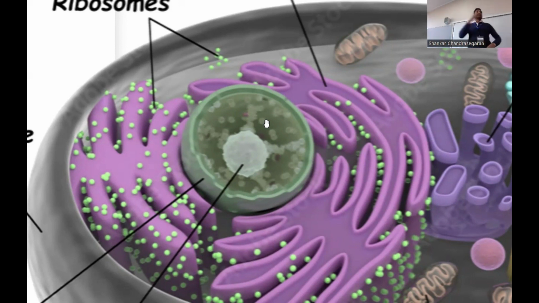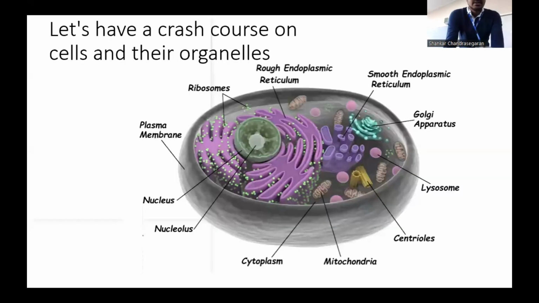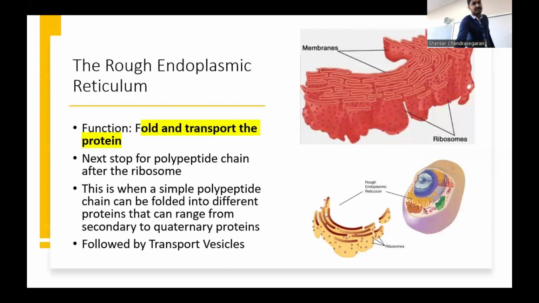endoplasmic reticulum. It actually makes sense considering what comes next, because if a functional polypeptide chain is made in your ribosome, it needs to be folded to become functional. So it only makes sense that it's connected right to the place where that will happen, right? So it will first go to the endoplasmic reticulum. The function of the rough endoplasmic reticulum is basically to fold and transport the protein, right?